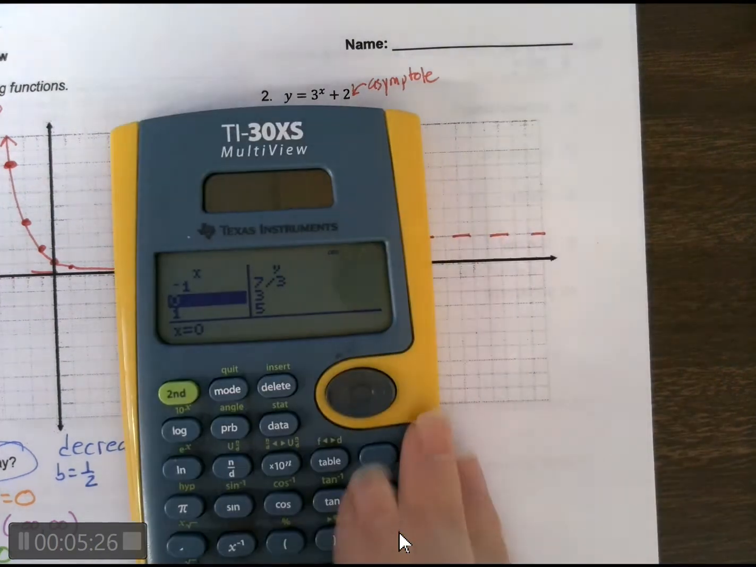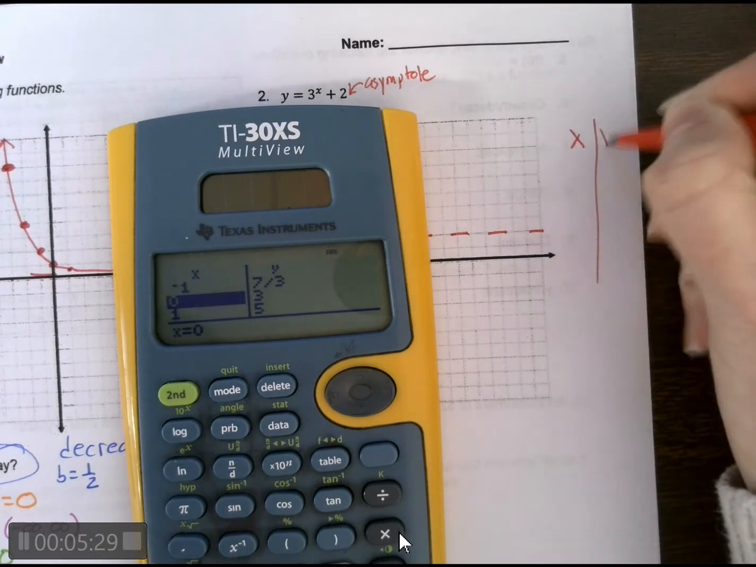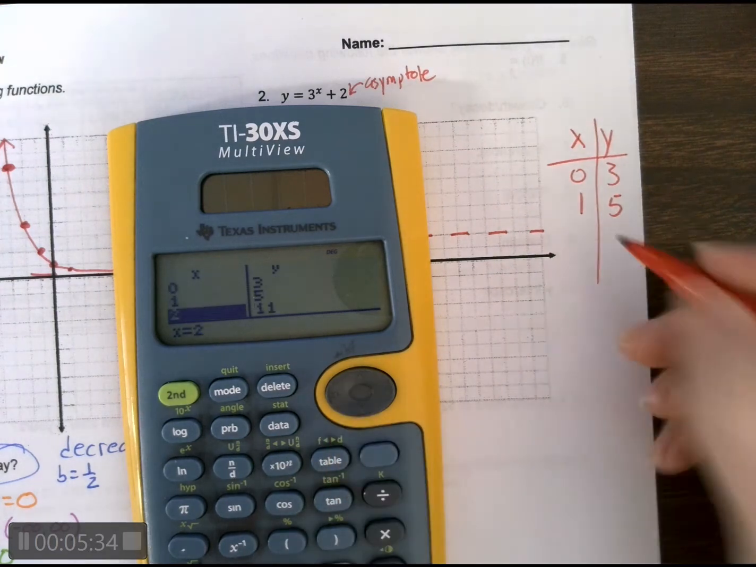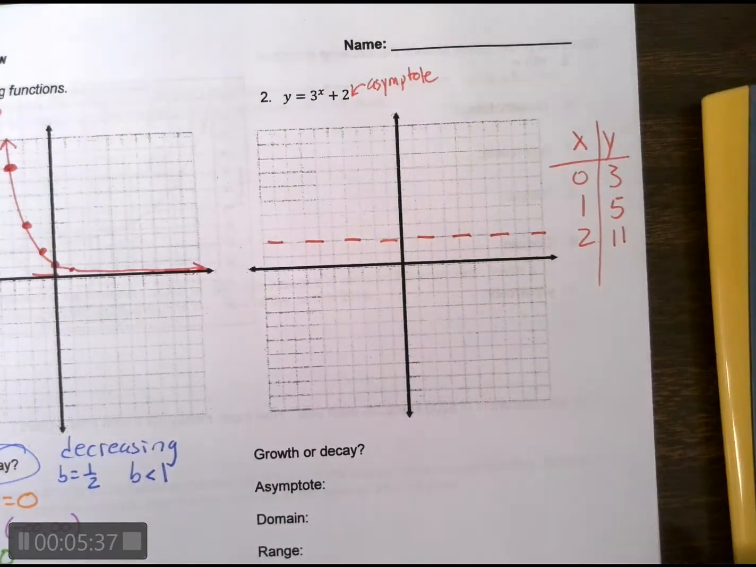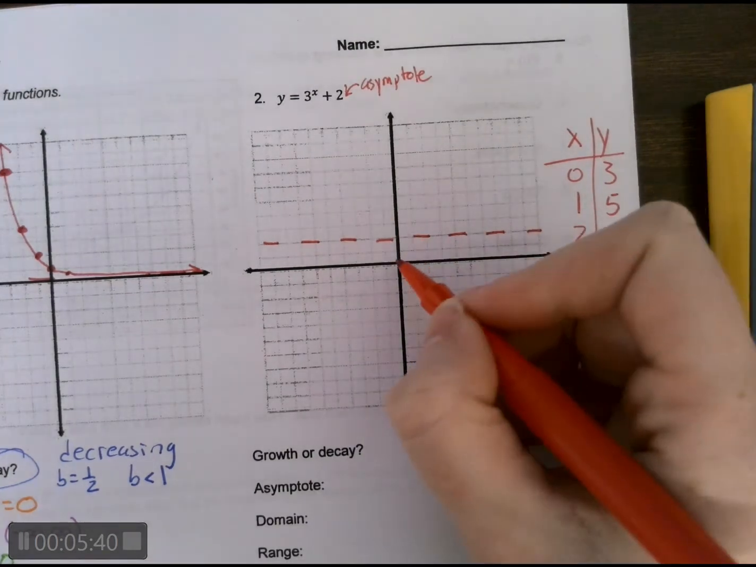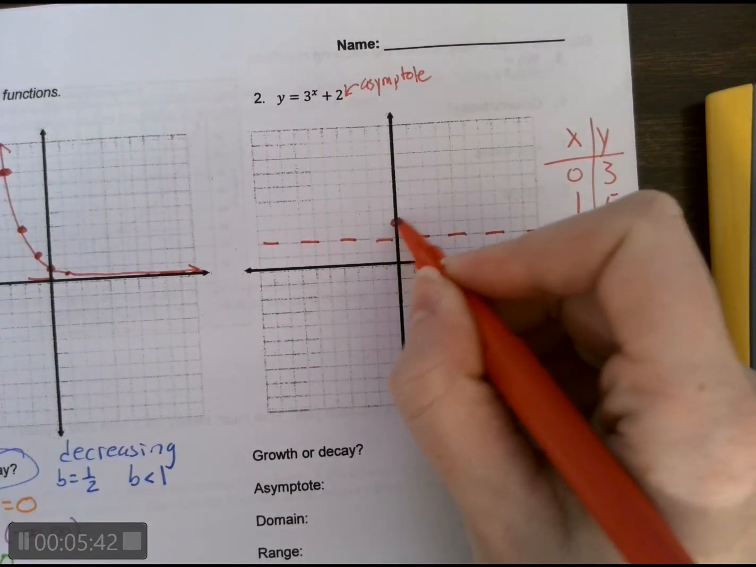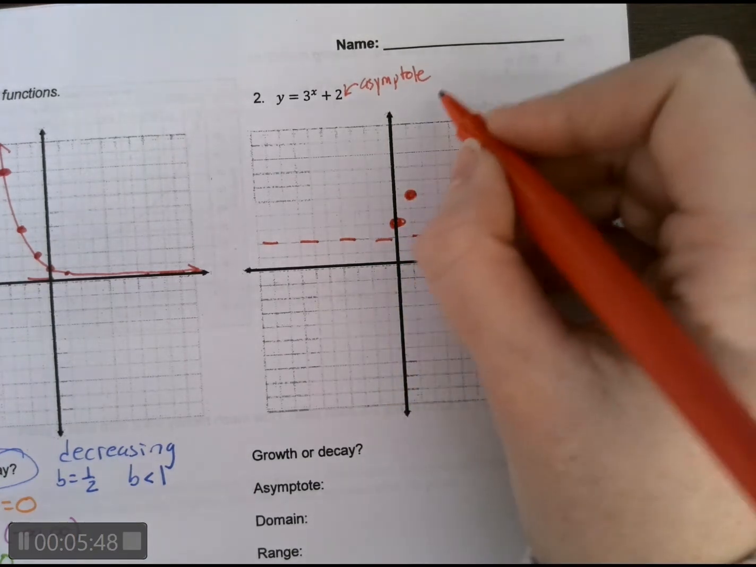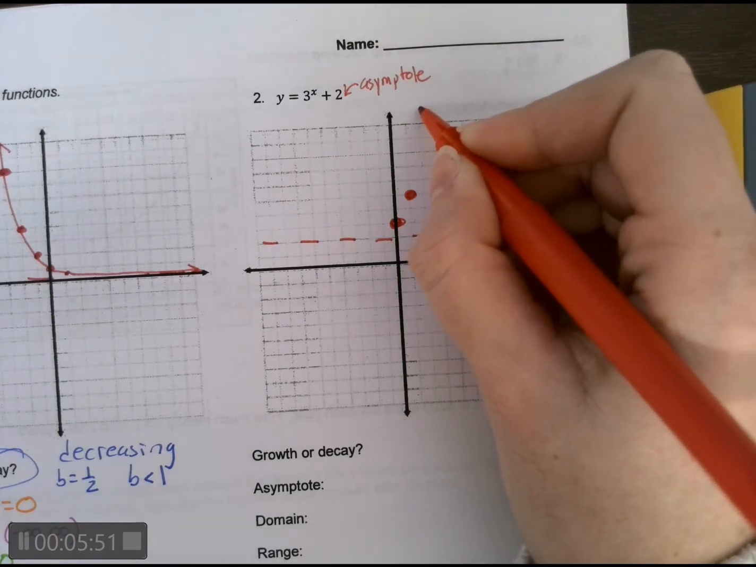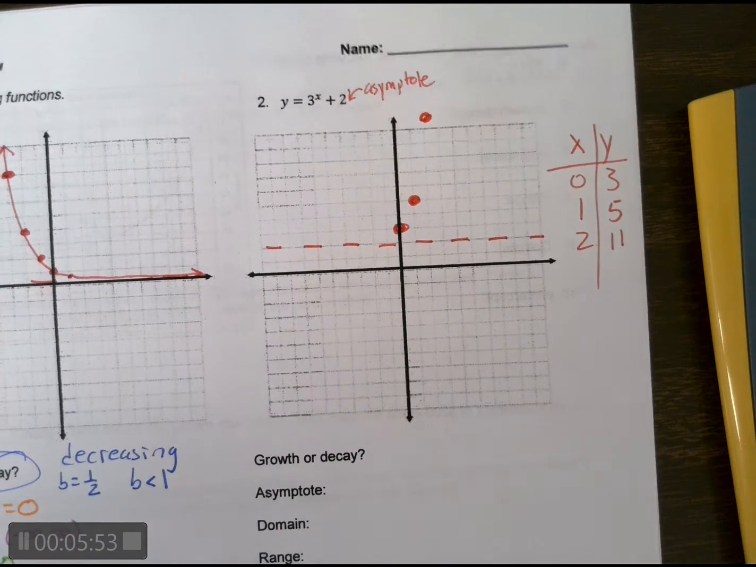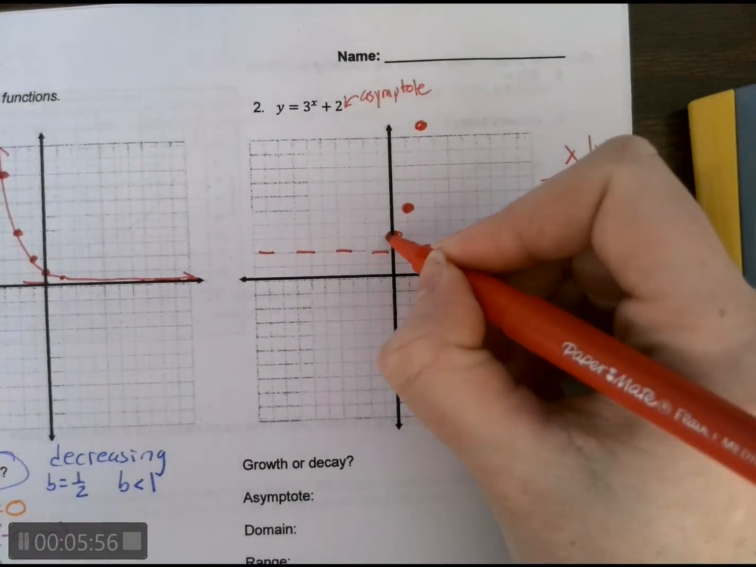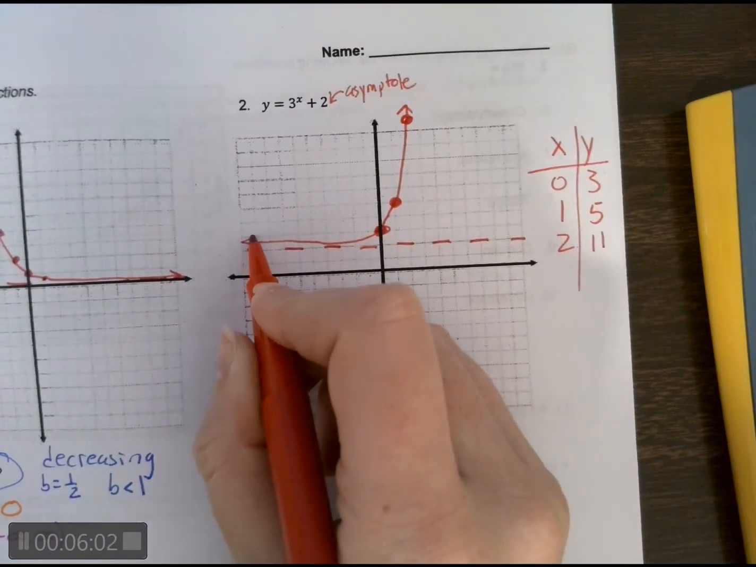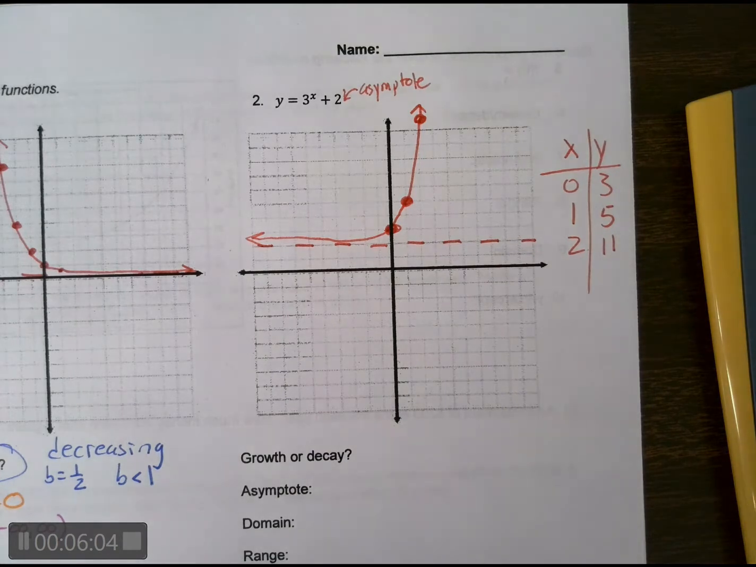And then we have the points 0.03, 1.5, and 2.11. Alrighty. So then we can plot those points. So 0.3, 1, 2, 3, 1.5, 3, 4, 5, and then 2.11 is going to be about right here. Okay, alrighty. And so then we're going to connect our dots. There we go. And we just graphed it.